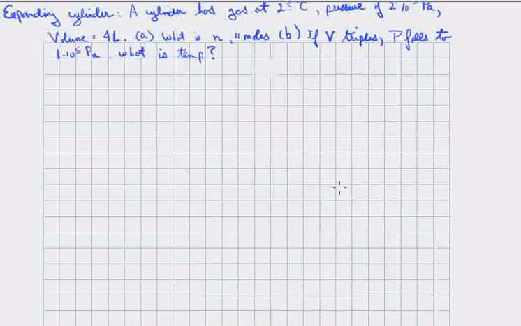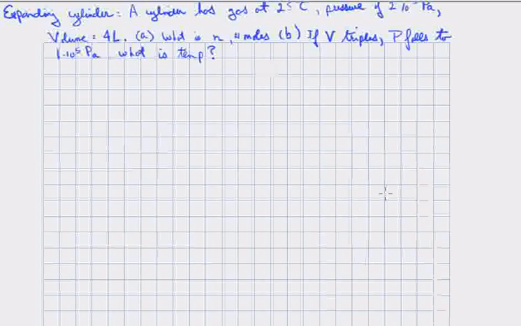A cylinder has gas at 25 degrees centigrade and the pressure is 2 times 10 to the 5th Pascal. The volume of the cylinder is 4 liters. A, what is the number of moles, N? And B, if the volume triples and the pressure falls to 1 times 10 to the 5th Pascal, what is the temperature?